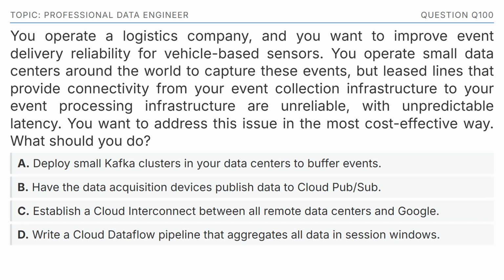What should you do? The options are: Option A, deploy small Kafka clusters in your data centers to buffer events. Option B, have the data acquisition devices publish data to Cloud Pub/Sub. Option C, establish a Cloud Interconnect between all remote data centers and Google. Option D, write a Cloud Dataflow pipeline that aggregates all data in session windows.